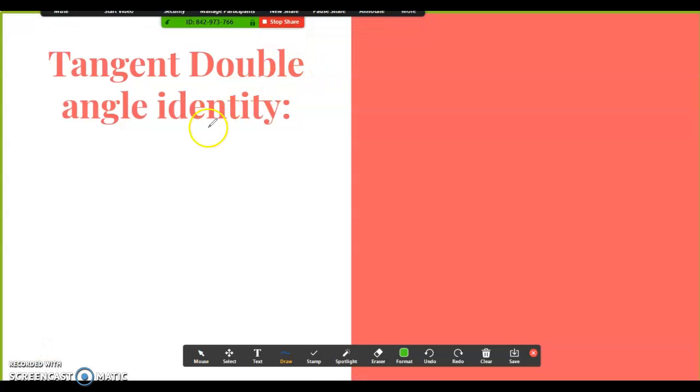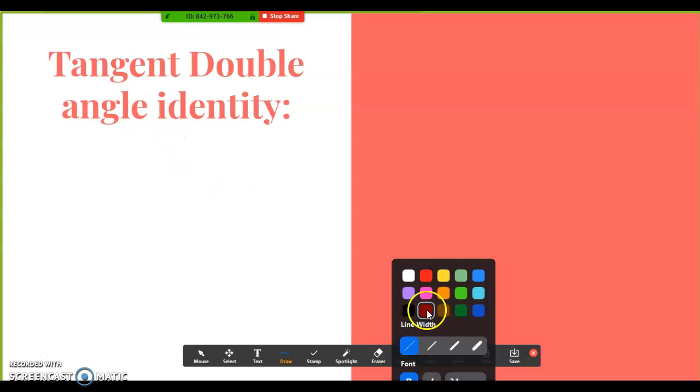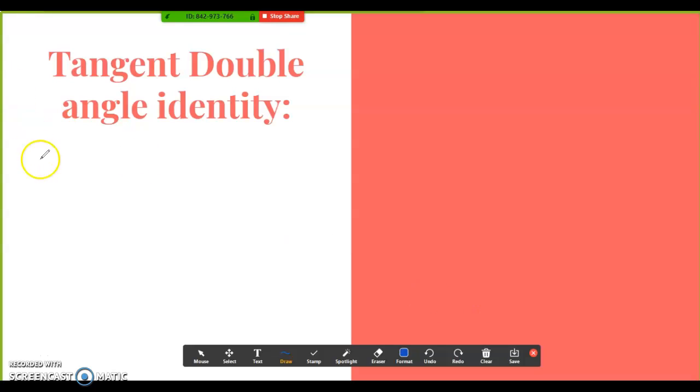All right, now we're going to use the sum and difference formula for tangent to derive an identity for a double angle formula for tangent. So the double angle formula for tangent would obviously be written as the tangent of 2x. To see what that is equal to, we are going to find the tangent of x plus x.